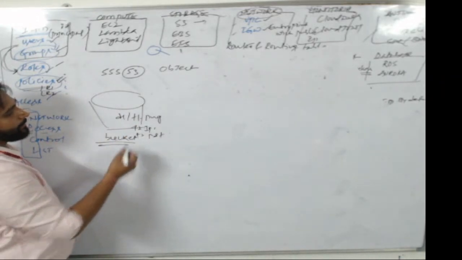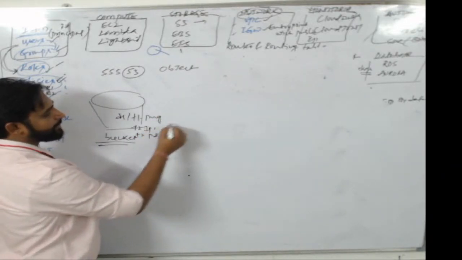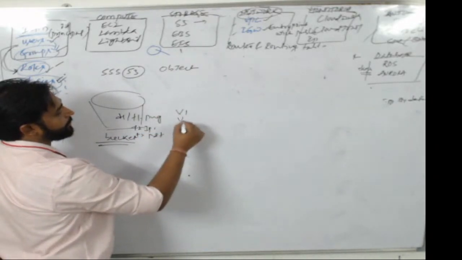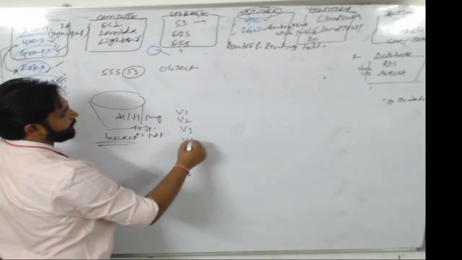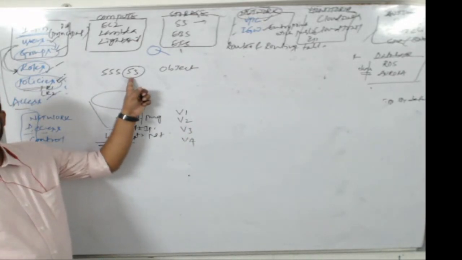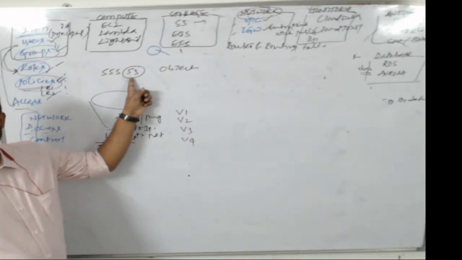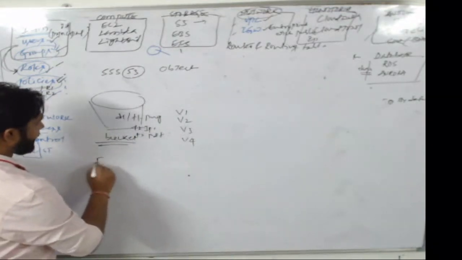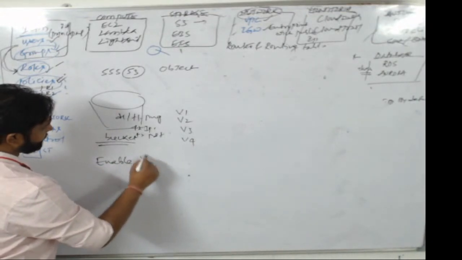Normally what happens is these buckets or these files can be versioned. So you can enable version 1, version 2, version 3, version 4. So all objects in the buckets can be versioned. So you can enable versioning.